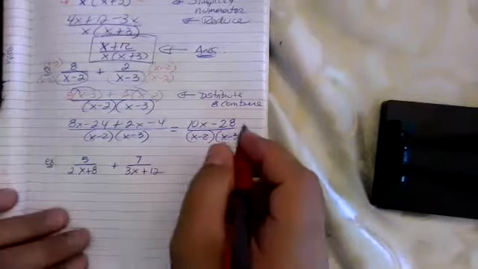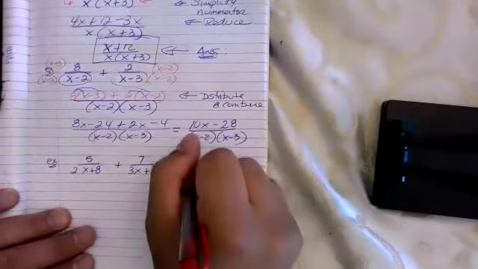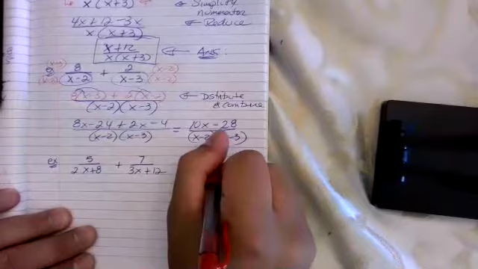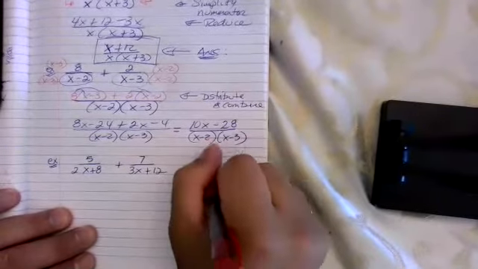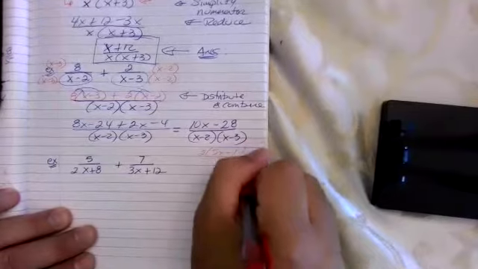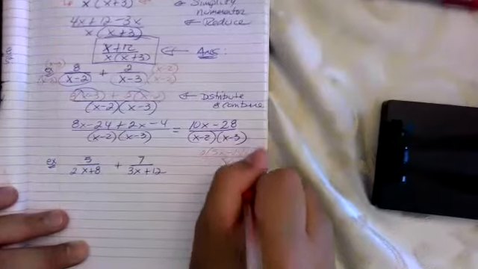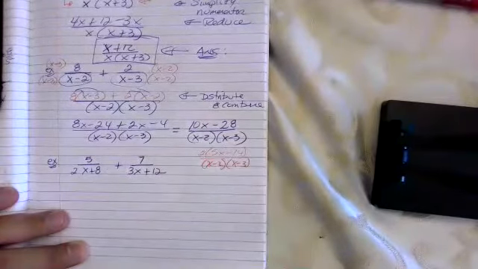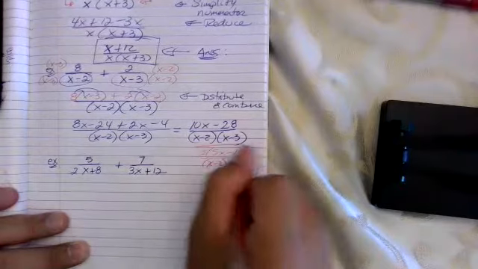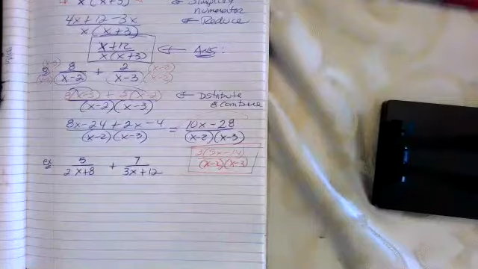And I don't think anything cancels. It looks like I could take out a 2, which would leave me with 5x minus 14 over x minus 2, x minus 3. My red pen just died. But nothing cancels. So you could leave that as an answer, or that as an answer.